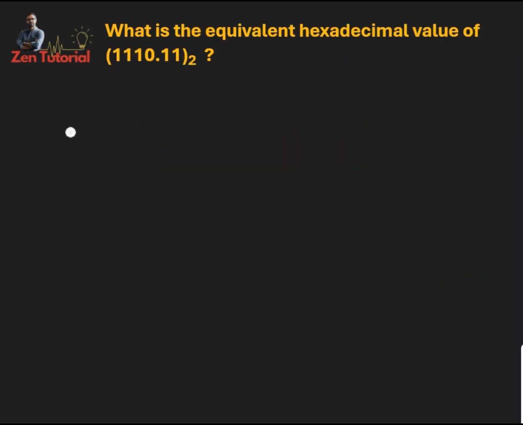What is the equivalent hexadecimal value for 1110.11? So this number is in binary, the base represents, and the point has got actually 3 positional values. This is the fraction and the radix point, and 1110 is the integer number. So we have to convert to hexadecimal.